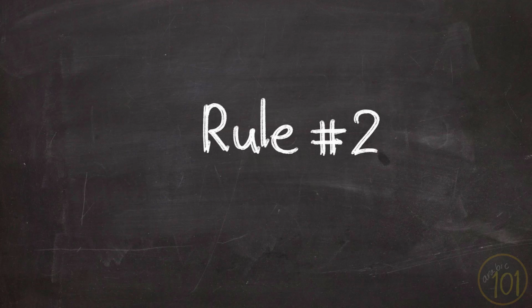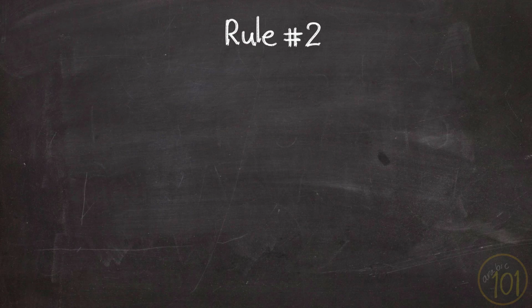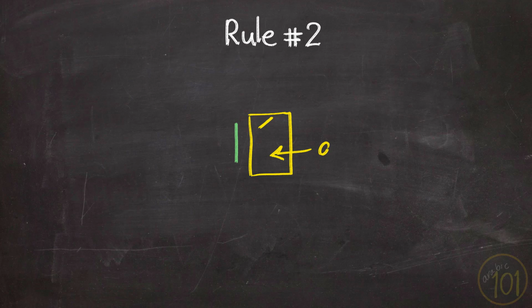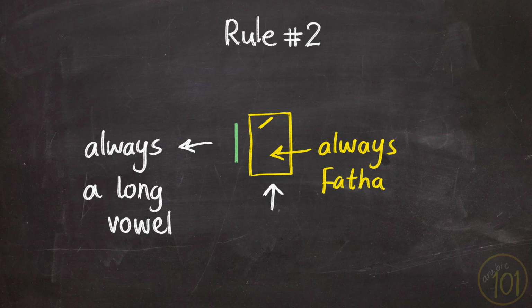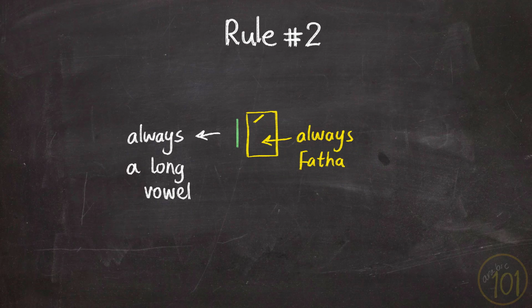Rule number 2. If there's an alif anywhere in the word, the letter before it will always have Fatha. Since alif cannot function as a semi-vowel, any time you see an alif, it will always be a long vowel, which means that the letter before it will always have Fatha.